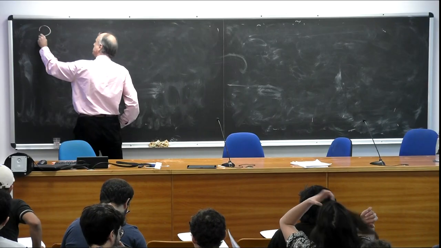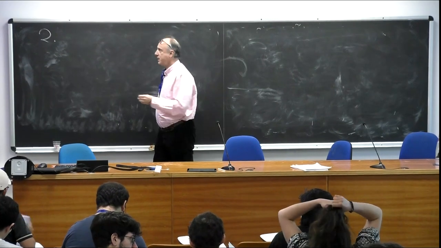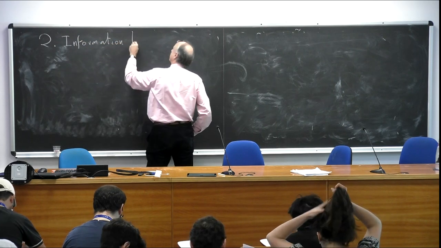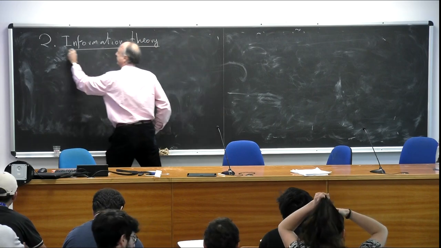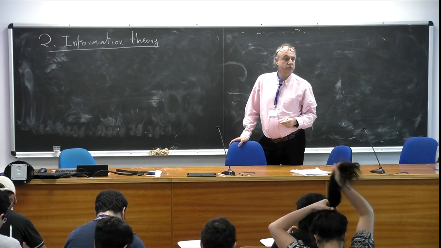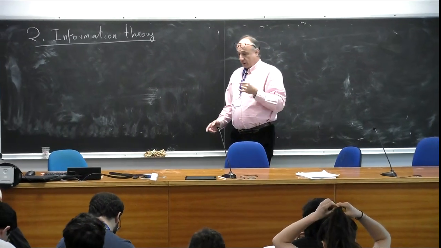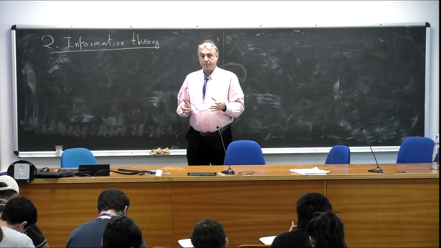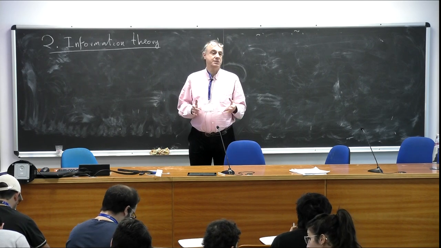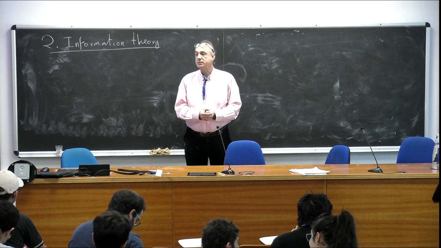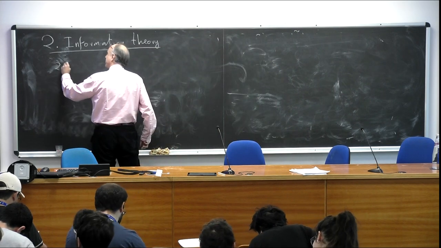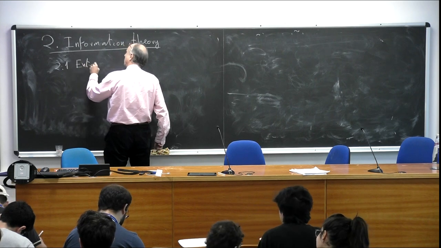So, this is lesson two, which is information theory. Well, basic aspects and basic concepts of information theory. Information theory is essentially the theory developed by Claude Shannon in 1948. He wrote two papers. The title of those papers is The Mathematical Theory of Communication. So it's a theory of communication channels, but he introduced the idea of information and so on. So there is some confusion with the concept of information.